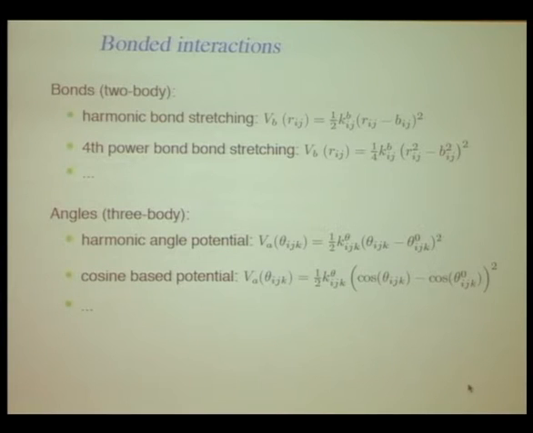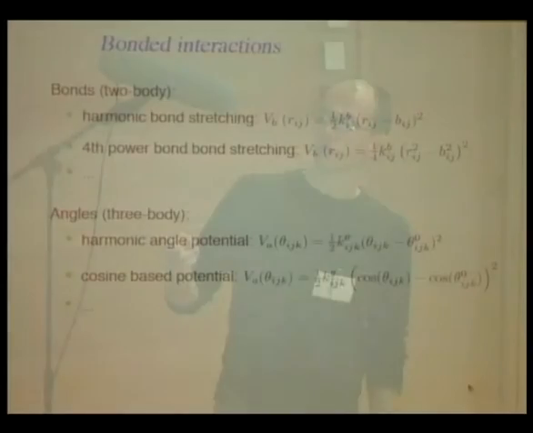So for the bonded interactions, there are many choices. First there are the bonds, which are the chemical bonds in your system, which is a 2-body term. You can have a harmonic term here, where you take the square of the distance between 2 particles minus the equilibrium distance, and you have a force constant in here.